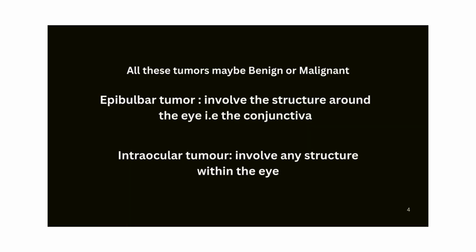All these tumors may be benign or malignant. Epibulbar tumor involve the structure around the eye, for example the conjunctiva, while the intraocular tumor involve any structure within the eye. I will be discussing the various types of the epibulbar tumor.